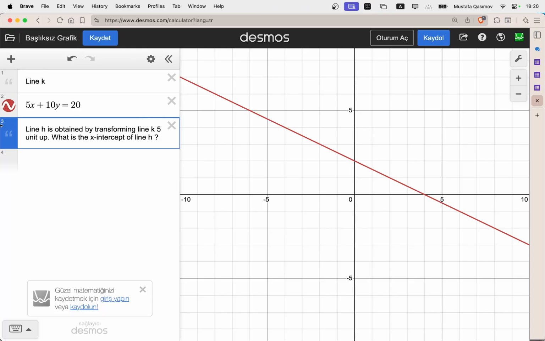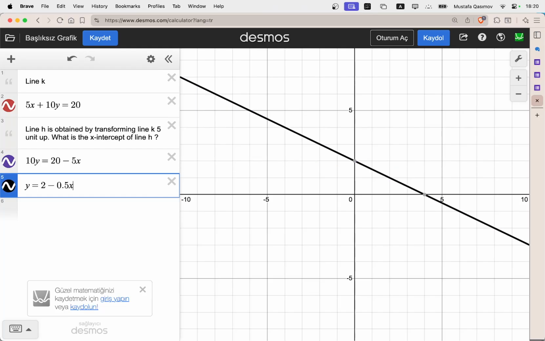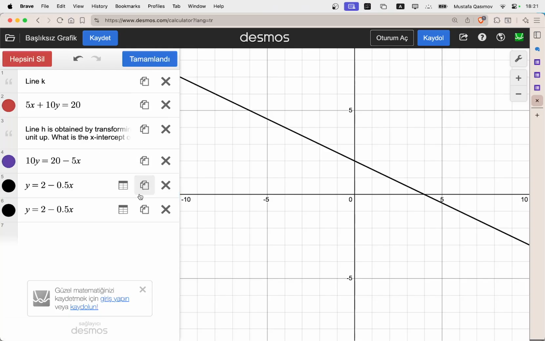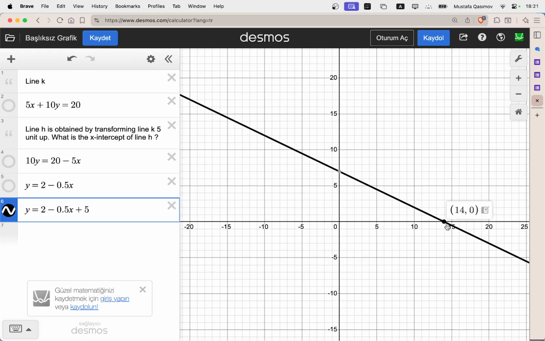Okay, an opinion. Is the answer 14? Maybe 14. First you have to write it in the correct form. Correct form means that it is y is equal to something. 10y is equal to 20 minus 5x. y is equal to 2 minus 0.5x. Then you have to do the transformation. You have to add 5 here. Then let's remove it. So what's the answer? 14. Right. The answer is 14.